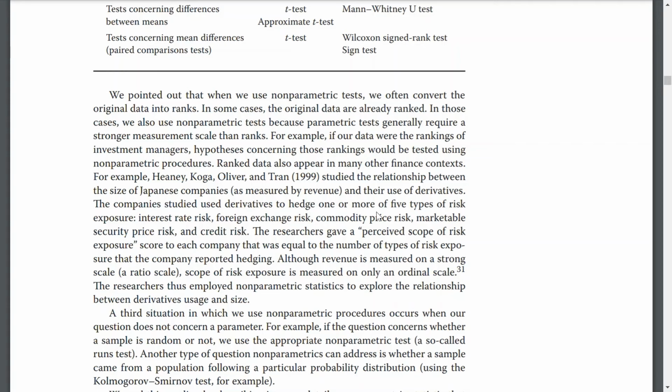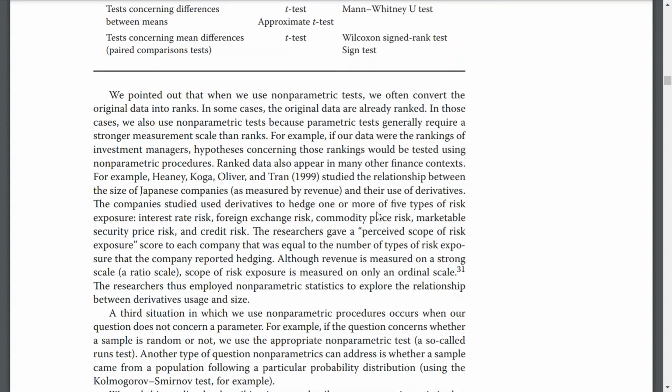For example, Hane, Koga, Oliver, and Tran in 1999 studied the relationship between the size of Japanese companies, as measured by revenue, and the use of derivatives. The companies in the study used derivatives to hedge one or more of five types of risk exposures: interest rate risk, foreign exchange risk, commodity price risk, market securities price risk, and credit risk.